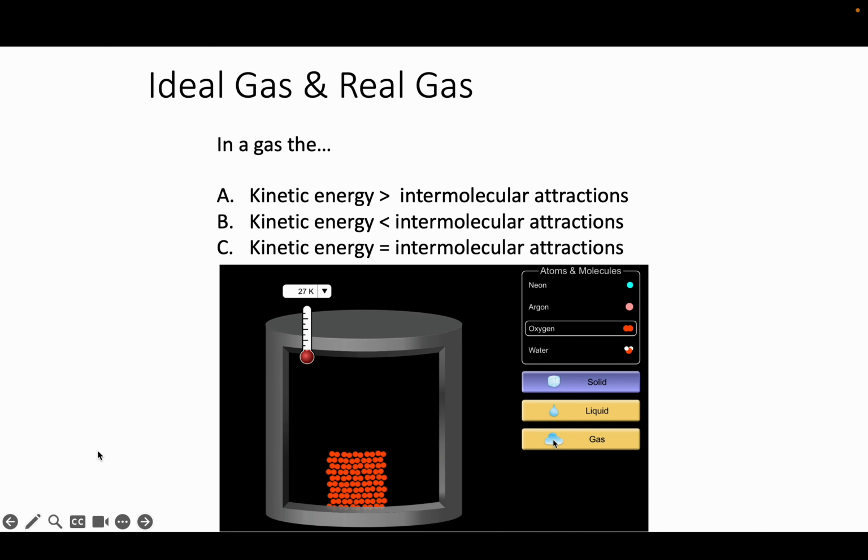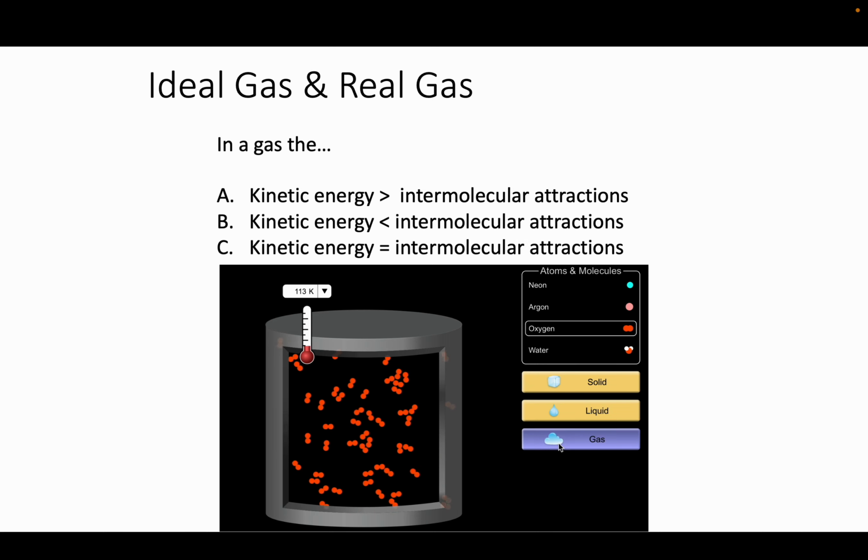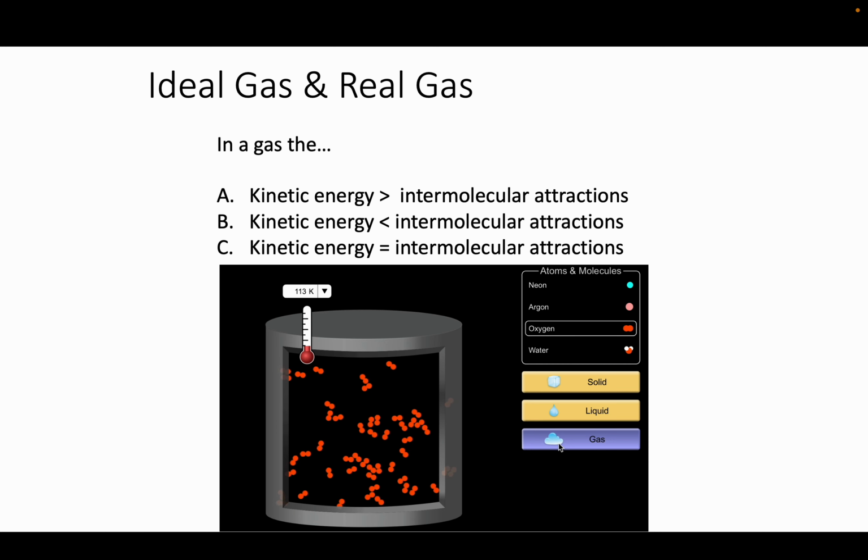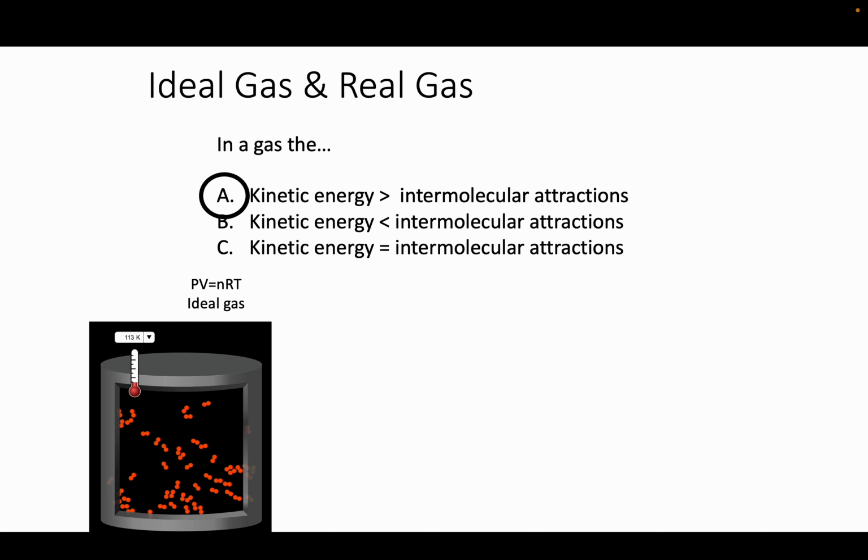If we were to change the temperature, we could transform it into a liquid. And at an even higher temperature, where the kinetic energy is even greater, it would be a gas. What we find is that when the kinetic energy of the particles is greater than the intermolecular attractions, they're no longer being held together. Instead, the molecules can be spread apart like we find in a gas.